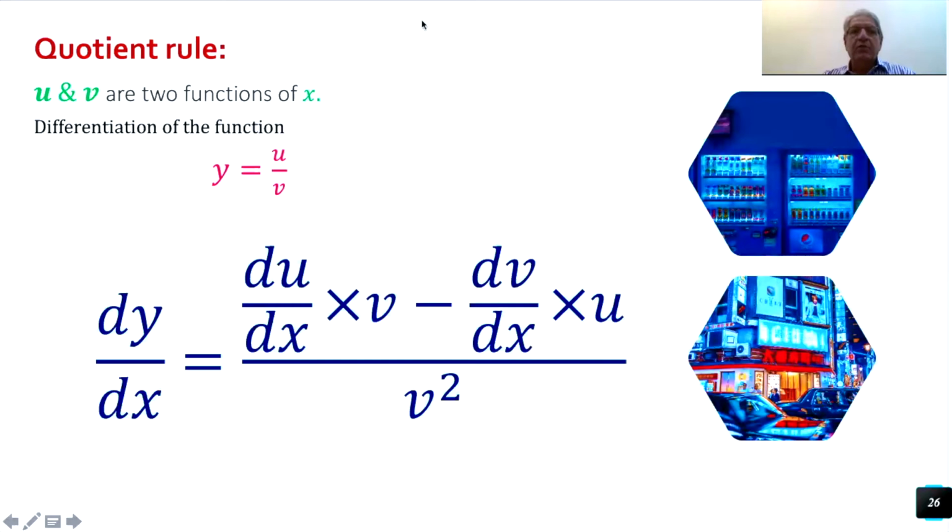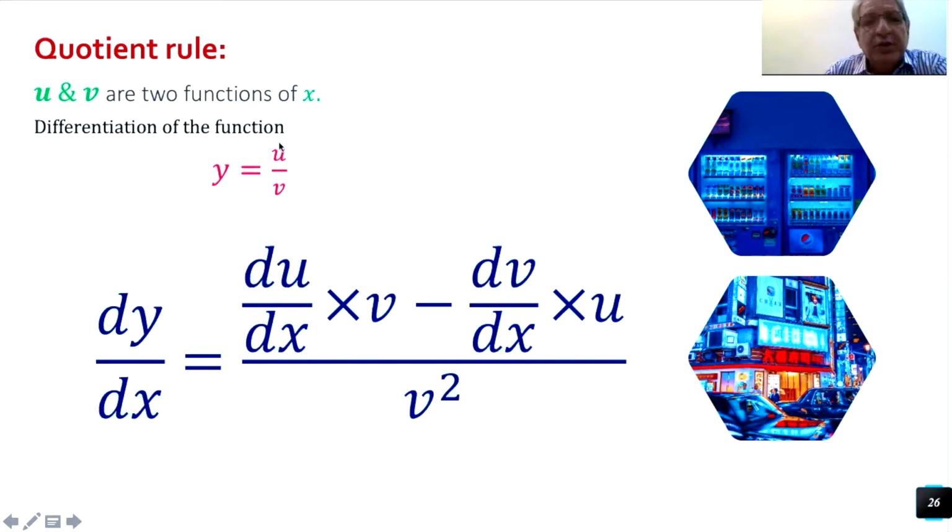Okay. Now we are talking about the quotient rule. What is the quotient rule? In this situation, we again have two functions, but one is divided by the other. Therefore, y is equal to u divided by v. Now we want to differentiate this. To differentiate this, we need to differentiate this first, multiplied by v, minus derivative of this multiplied by this, and then divided by v squared.